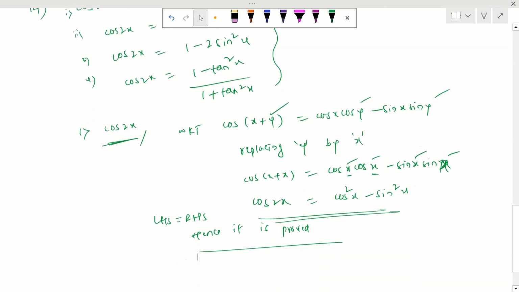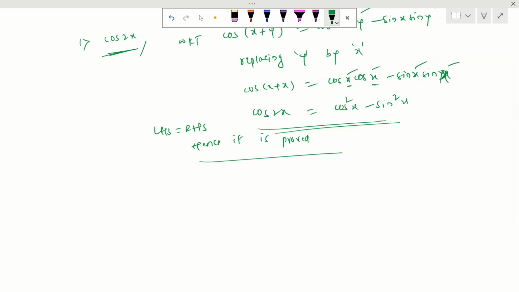Now we have to prove the second one. Among the 14, the second one is that we need to prove cos 2x is equal to 2 cos square x minus 1. To prove this one, we know that cos 2x, which we have proved, we can write as cos square x minus sin square x. Is it right?